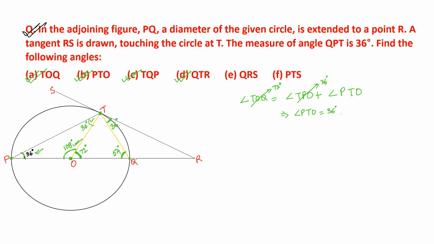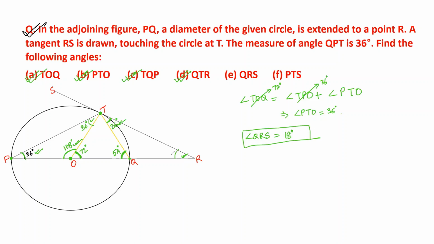Now, to find the angle QRS and angle PTS, we can again use the exterior angle theorem. That is, any exterior angle of a triangle is equal to the sum of two remote interior angles. So, if we consider the triangle TQR, this is the exterior angle. So, this angle would be equal to this angle plus this angle. So, from this, we can write angle QRS to be 54 minus 36 degrees, which is 18 degrees.